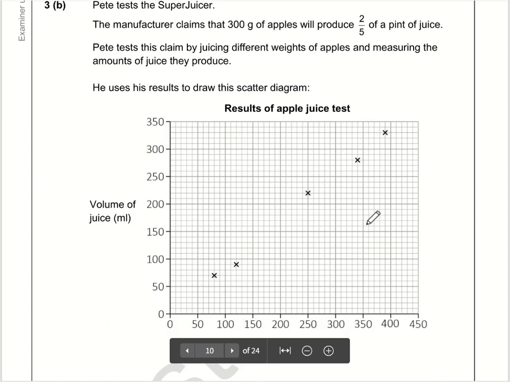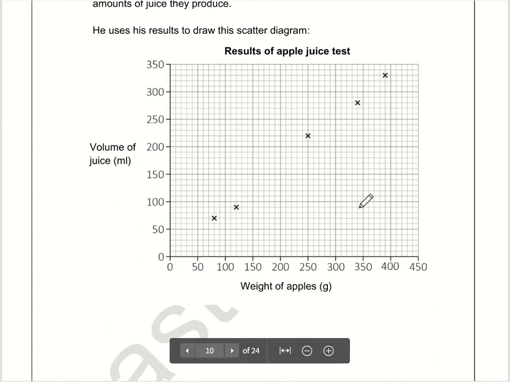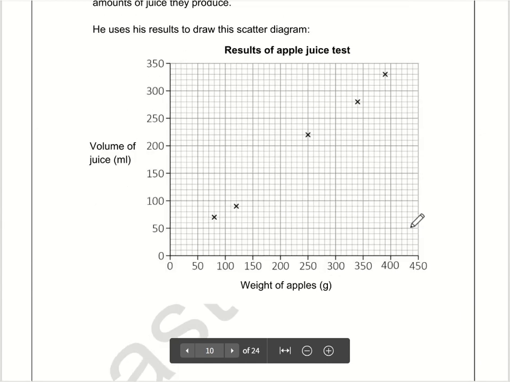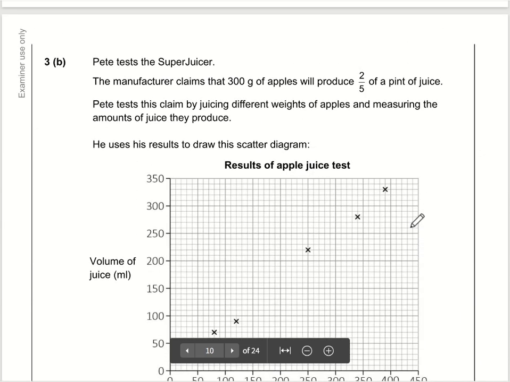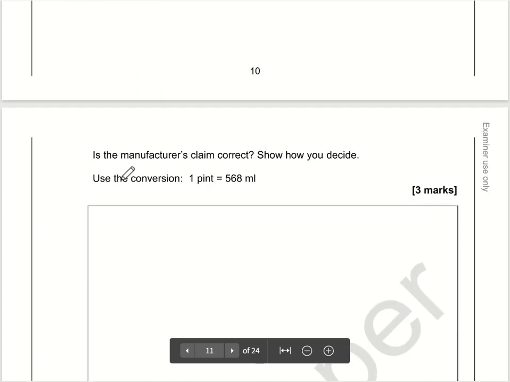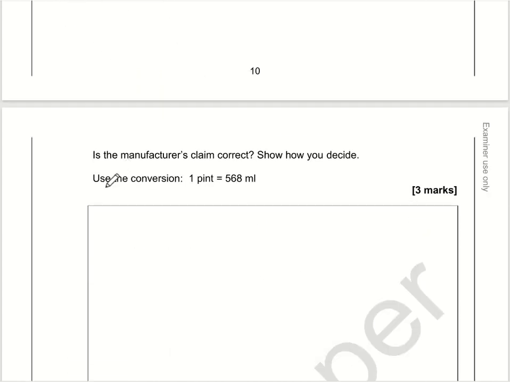Okay, so for this one, what do we need to do? Is the manufacturer's claim correct? The manufacturer claims that 300 grams of apples will produce 2/5 of a pint. Well, first of all, 1 pint is 568 millilitres, so we want 2/5 of 568.